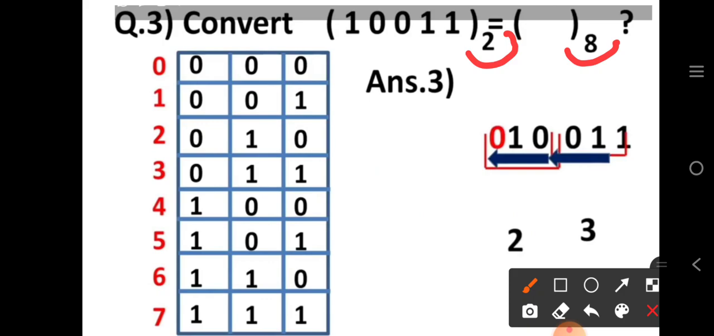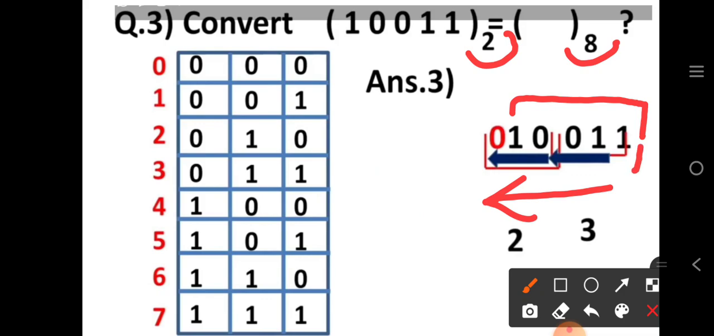The first example is 10011. This binary number we have to convert into octal. First, you have to make groups of 3, but we have to move from right to left. So the first group will be 011, and we have only 2 digits left, so we have to include a 0. After including 0, we get a new group of 010.